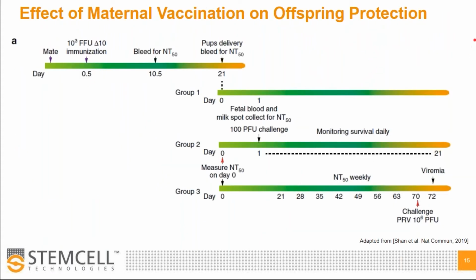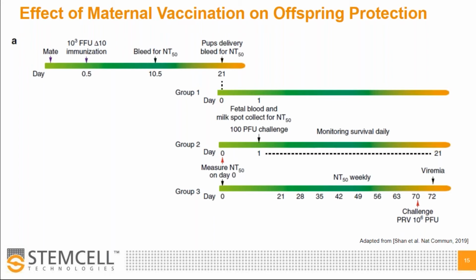Next, they wanted to see whether the maternal vaccination had an effect on offspring protection. For this experiment, they again immunized pregnant mice at E0.5 with Delta 10, then bled these pregnant mothers at E10.5 for neutralizing antibody titers, and let the pregnancies come to term and let the mothers deliver the pups, and then bled the mothers for neutralizing antibody titers on day 21.